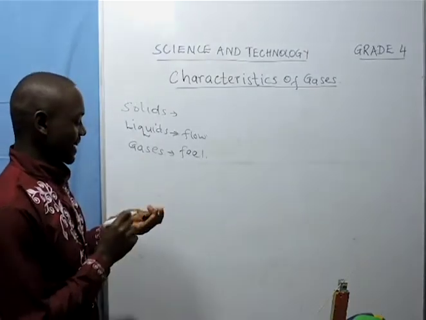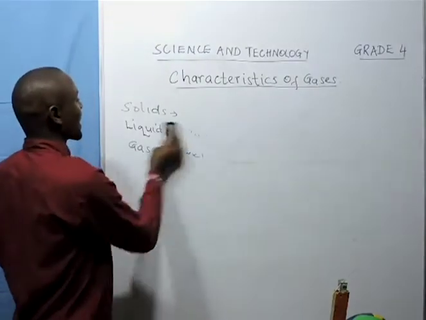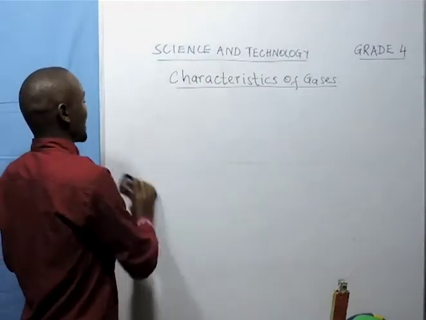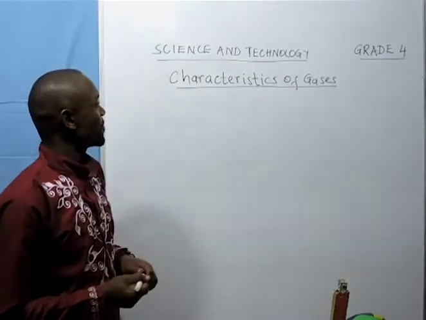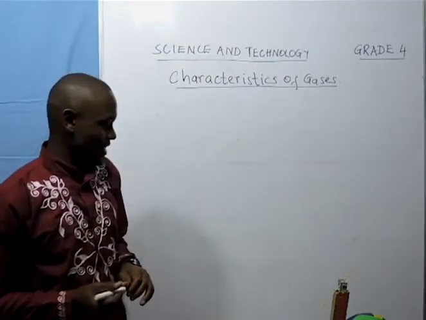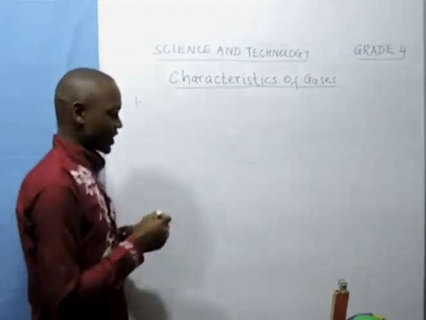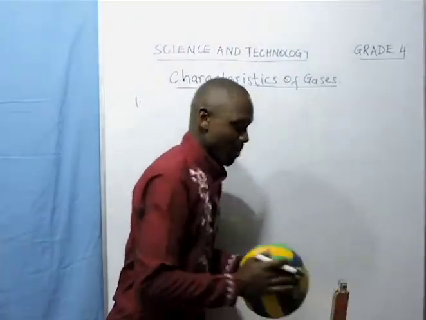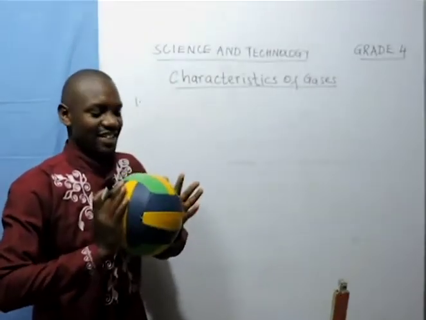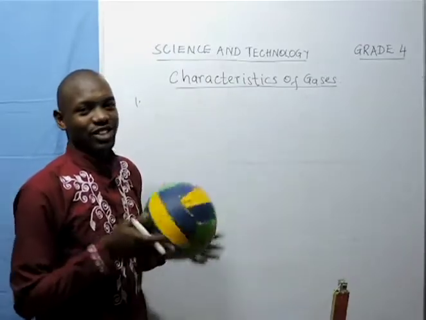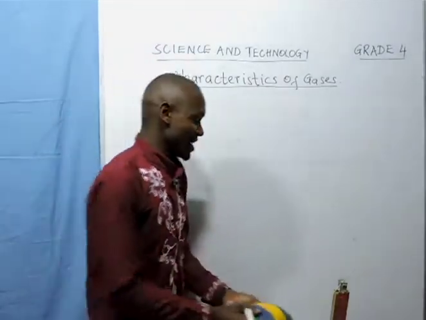We looked at the characteristics of solids and liquids, and today I want us to look at the characteristics of gases. How can you tell that something is a gas? We are going to have the first experiment on characteristics of gases and about their shape. Here I have a ball. It is inflated. It has air in it. This ball has a circular shape.